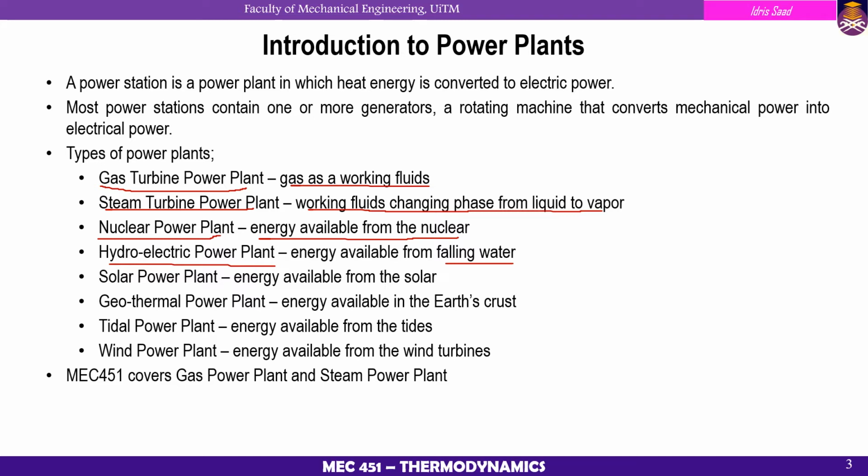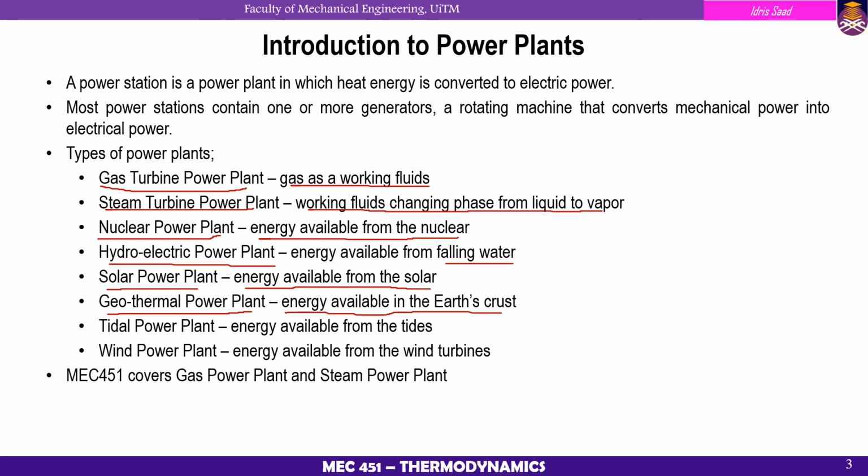Okay, we also have what we call the solar power plant. When we talk about solar, the energy is available from the sun. Next, we have the geothermal power plant. In Malaysia, we don't have any geothermal power plant yet. Basically, a geothermal power plant takes the energy available in the earth's crust.